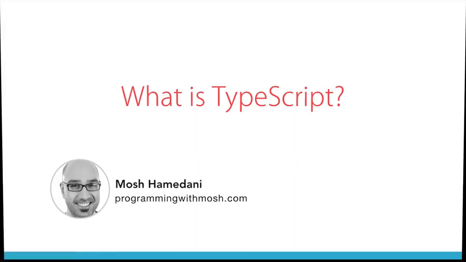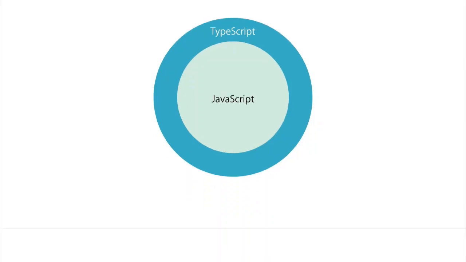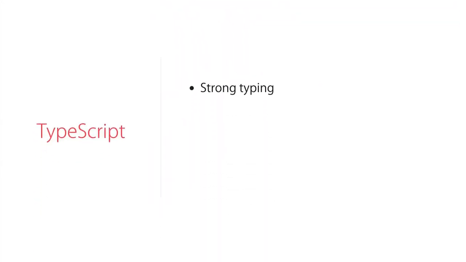So what is TypeScript? TypeScript is not an entirely new language. It's a superset of JavaScript. That means any valid JavaScript code is also valid TypeScript code. But TypeScript has additional features that do not exist in the current version of JavaScript supported by most browsers out there. For example, in TypeScript, we have this concept of strong or static typing.